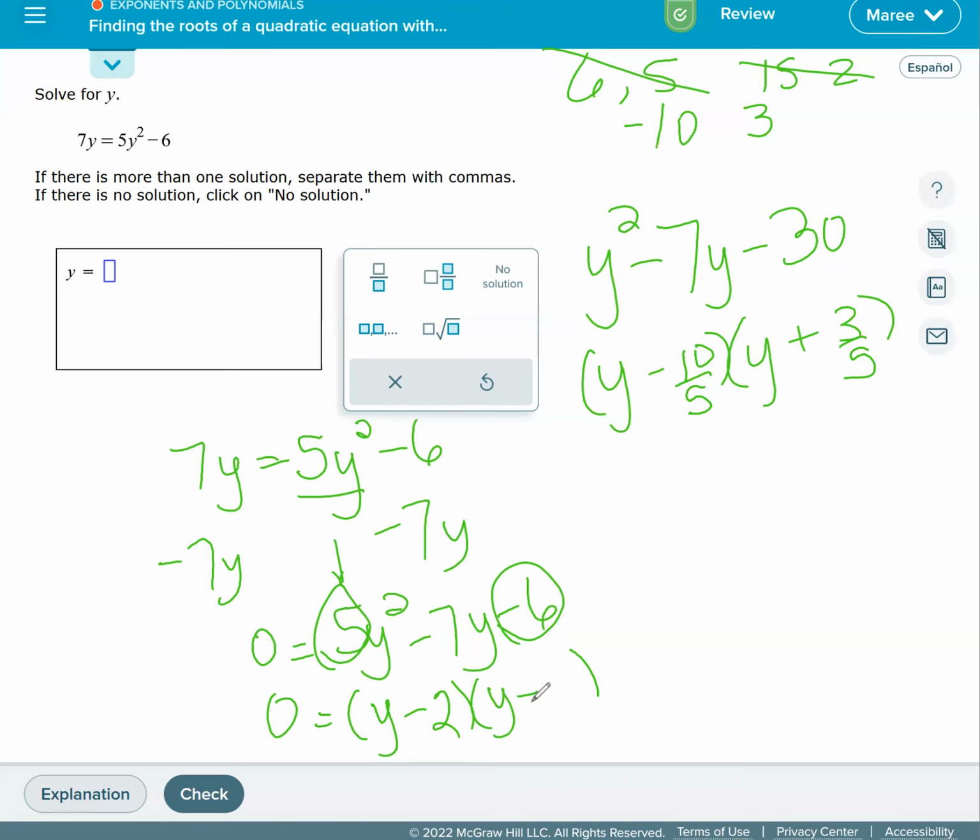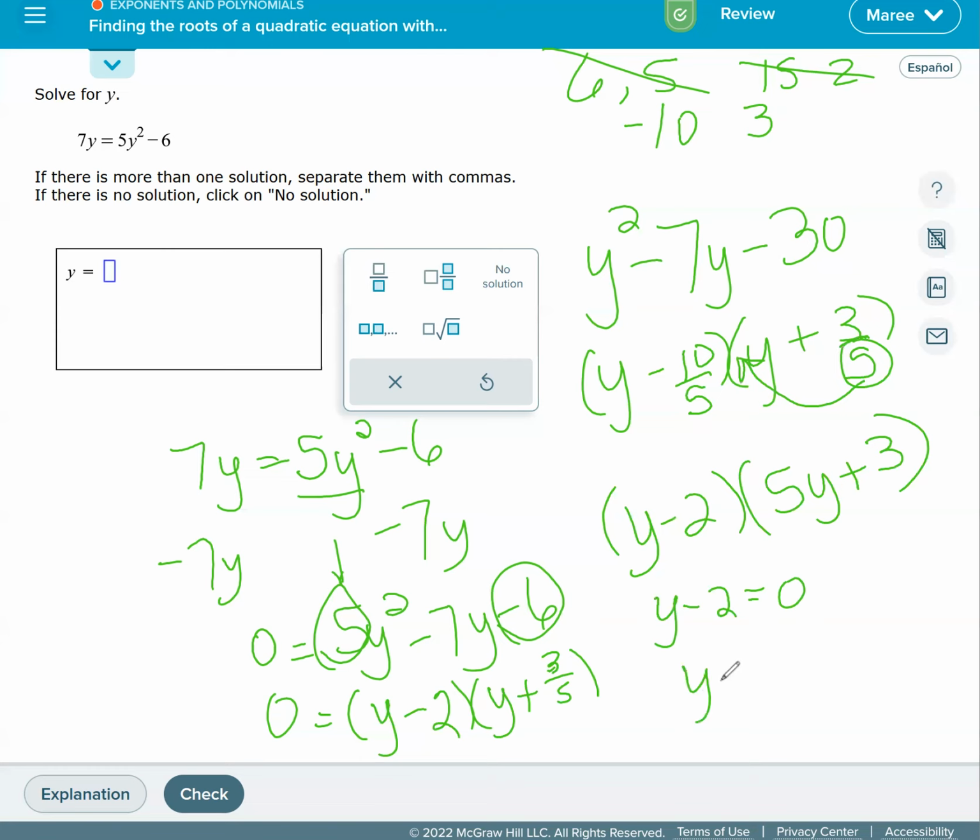I like to leave it that way because I'm looking for the zeros. But if you're actually factoring, you would take that 5 and put it in front of the y. So it would look like this: y minus 2 and 5y plus 3. This is if you were just factoring and not finding zeros. But because we're finding zeros, I'm going to set y minus 2 equal to 0 and y plus 3/5 equal to 0. So I'm going to add 2 to get y equals 2, and I'm going to subtract 3/5 to get y equals negative 3/5. Those are the two answers that they're looking for.